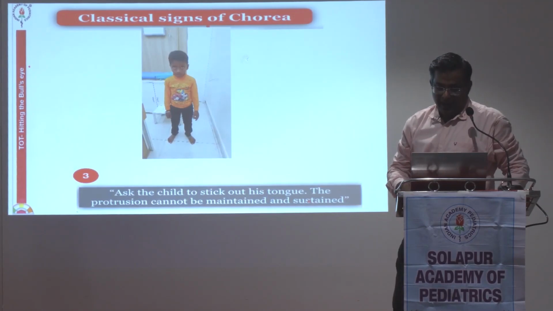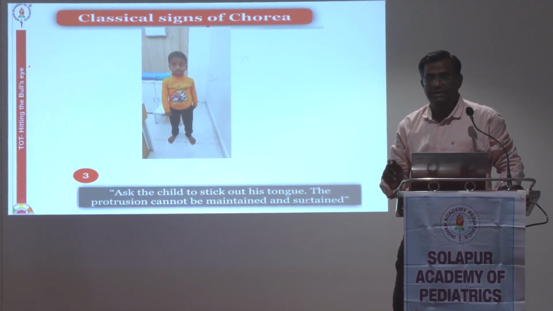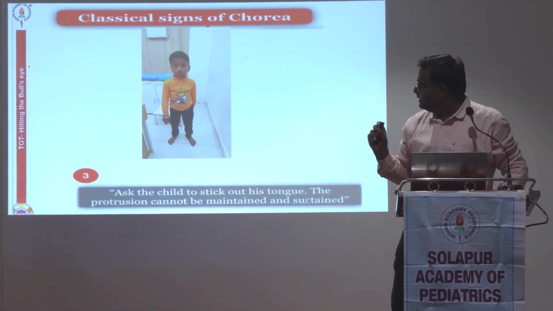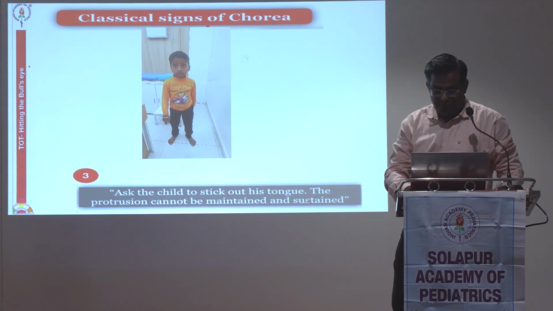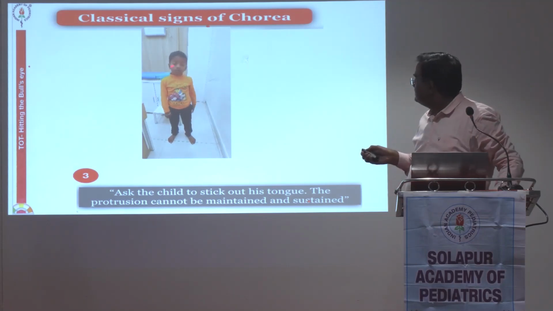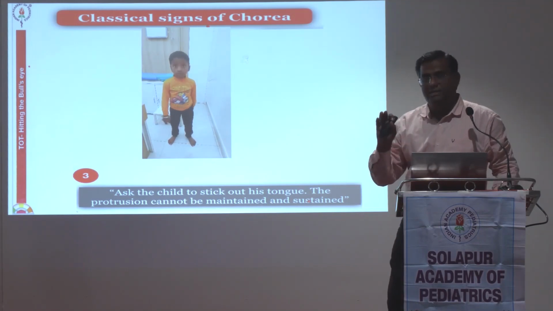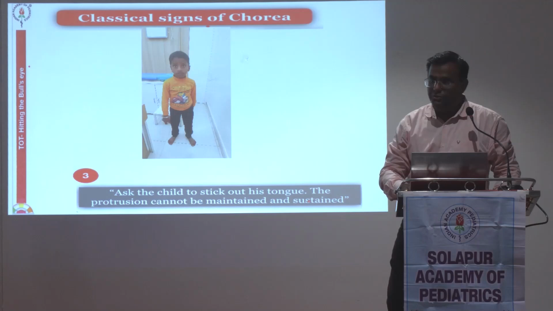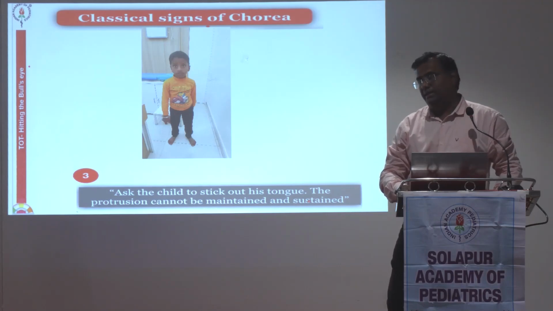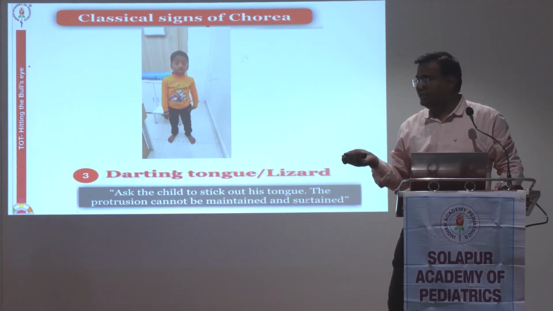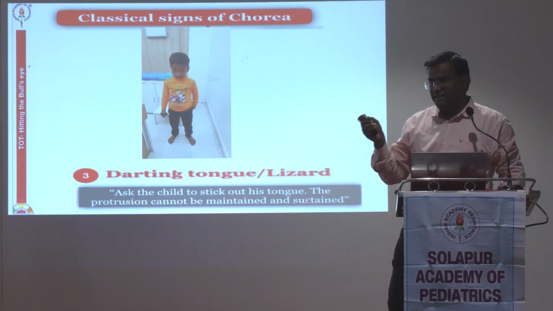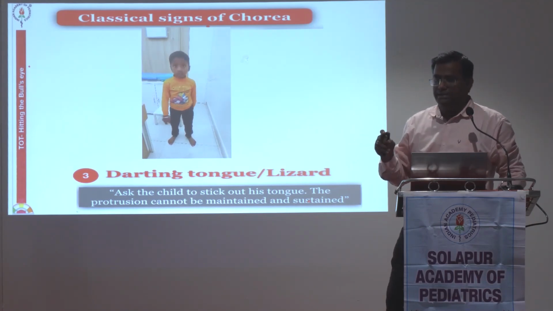Third sign, ask the patient to protrude the tongue and sustain it. I purposefully made this video slow so you can see. He is just not able to protrude or sustain the protruded tongue, and this is called the jack-in-the-box, darting tongue, or lizard tongue. So these are classical signs seen in chorea.